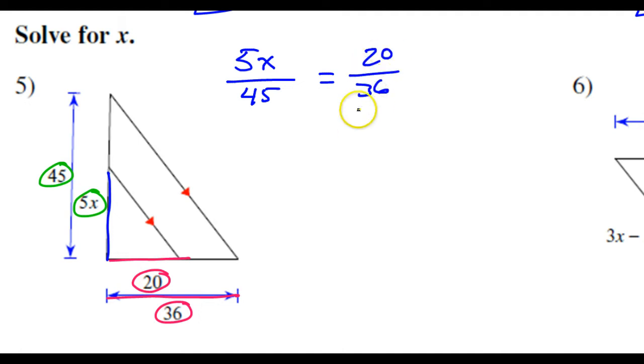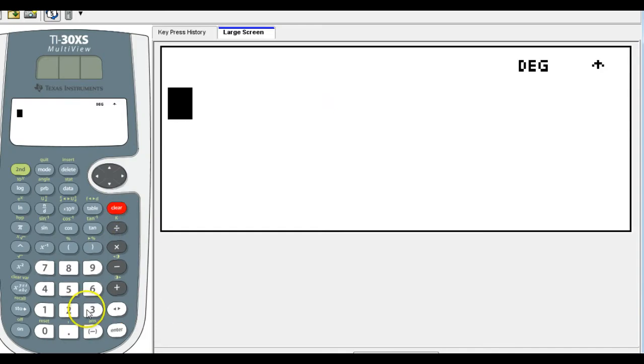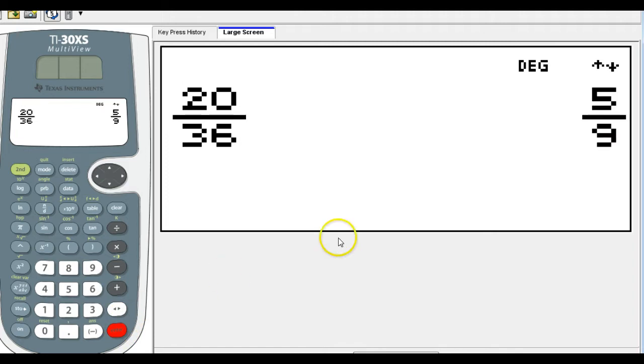Okay, let's reduce these. They're both divisible by 4. Alright, if you're not good at that, then you could do 20 over 36. But I definitely recommend reducing. So that's 5 over 9 over there.